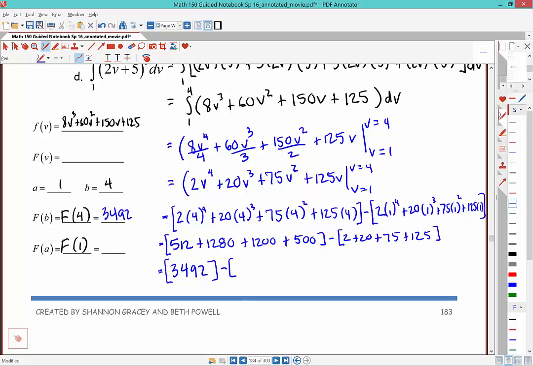So then we should get 3,270 for our final result. How are we doing? Good so far? So, and our capital F at v ended up being 2v to the 4th plus 20v cubed plus 75v squared plus 125v.